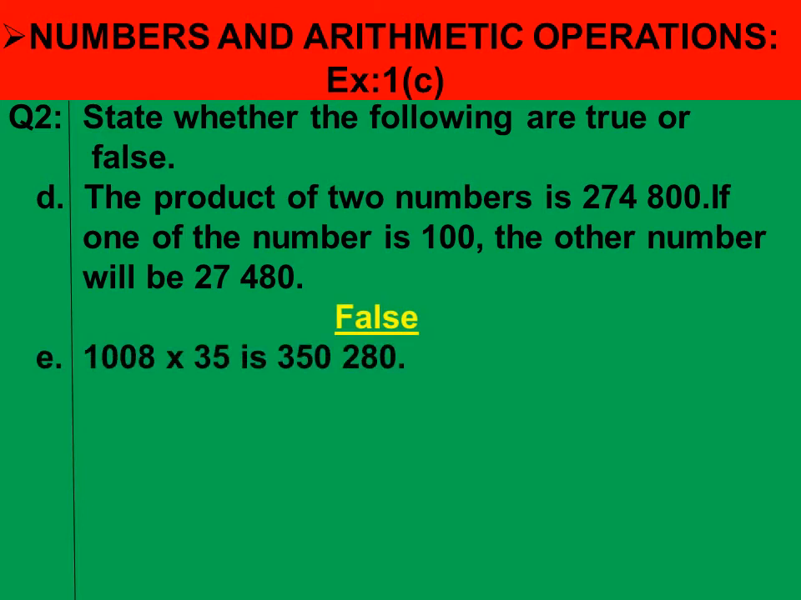Yes. Now part E. Dear students, in part E, two numbers with a multiplication sign are given. When we multiply these two numbers, the answer is given. Let's check. When we multiply these two numbers, we will get an answer that is different from the given answer. Okay, this means that the given statement is false.